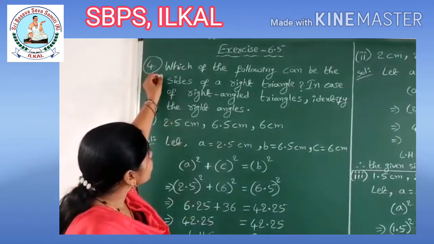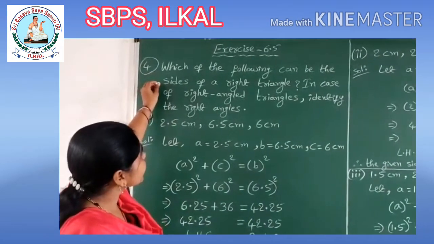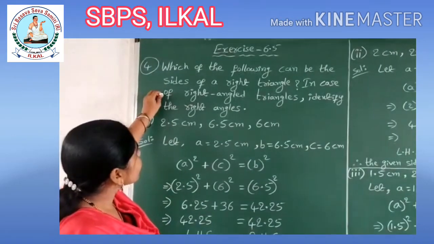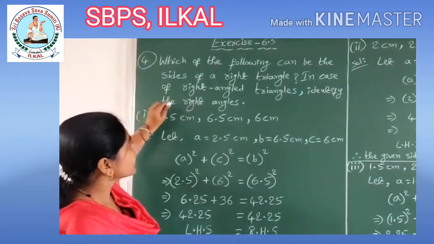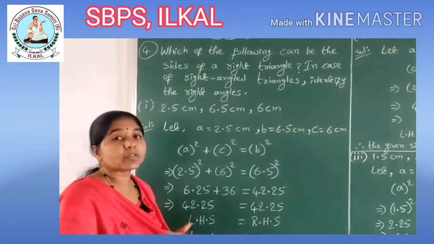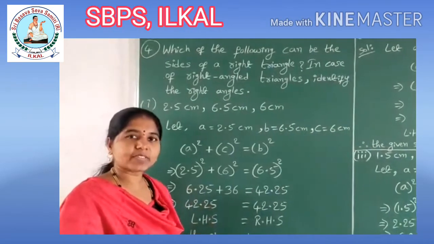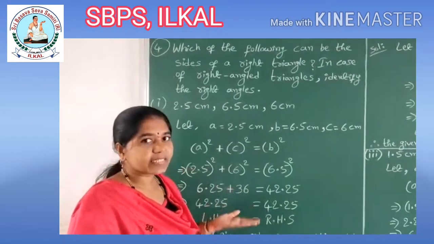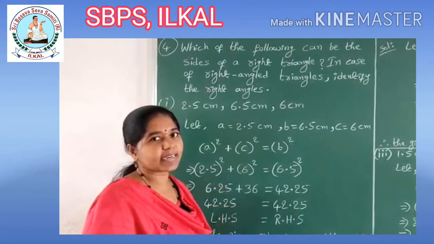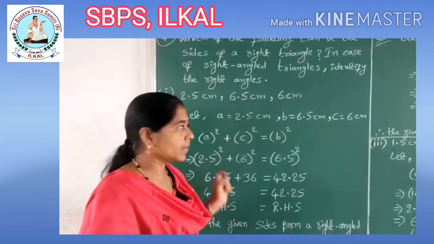Let's solve the next problem from exercise 6.5, the fourth one. Which of the following can be the sides of a right triangle? In the case of right angled triangles, identify the right angles. Here in the given questions, which are right angled triangles? First we have to identify, children. If it is a right angled triangle, which side is the right angle? We have to find.